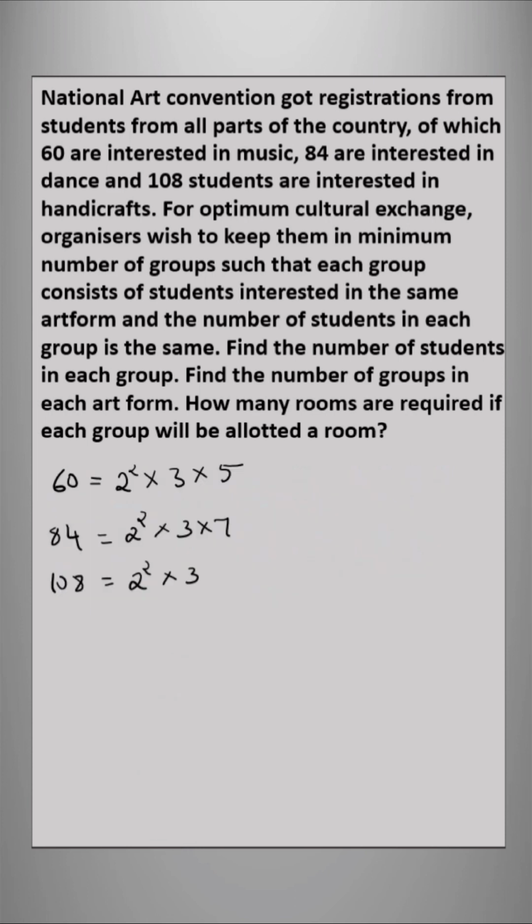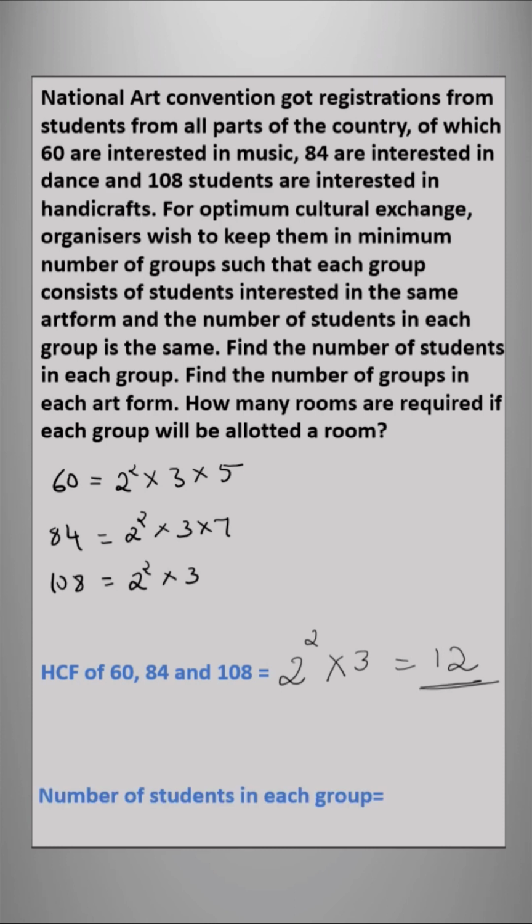So now we have 60 is equal to 2 square into 3 into 5, 84 is equal to 2 square into 3 into 7, 108 is equal to 2 square into 3 cube. So now we have to find the HCF, highest common factor. So HCF of 60, 84 and 108 is 2 square into 3, that is equal to 12. So number of students in each group is equal to 12.